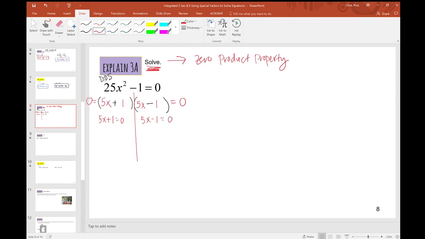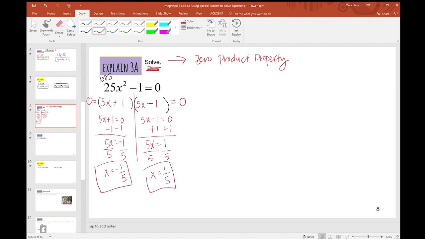Okay, class, let's solve. In the first equation, we want to subtract 1 from both sides. We get 5x equals negative 1. Divide by 5, x equals negative 1/5. In our second equation, we have 5x minus 1 equals 0. Add 1 to both sides. We get 5x equals 1. Divide by 5, x equals 1/5. And so our two solutions are x equals negative 1/5 and x equals 1/5.